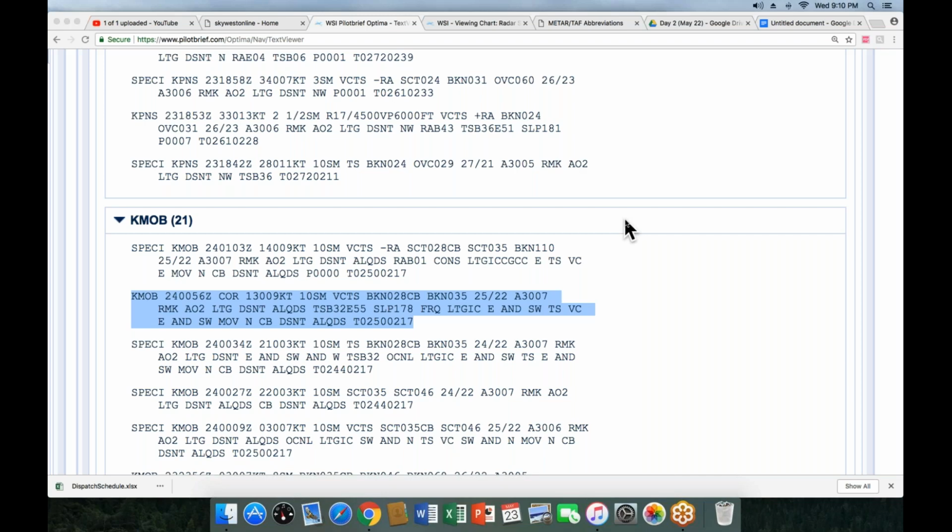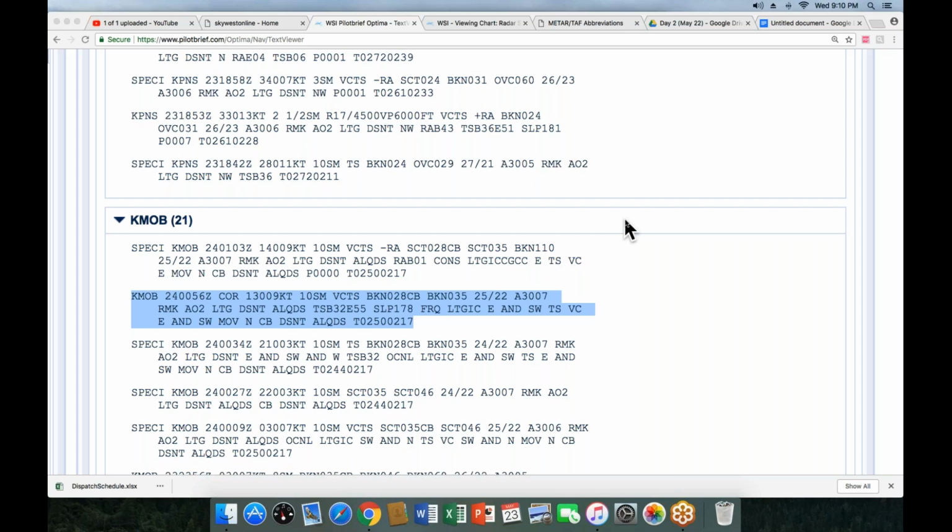Visibility is 10 statute miles. Thunderstorms in the vicinity of the airport. Broken clouds. Broken cumulonimbus clouds at 2,800 feet. Broken clouds at 3,500 feet. Temperature of 25. Dew point 22. Altimeter 3007. Lightning in the distance of all quadrants. Mm-hmm. Thunderstorm began 32 minutes after the hour, ended 55 minutes after the hour. Sea level pressure 178.